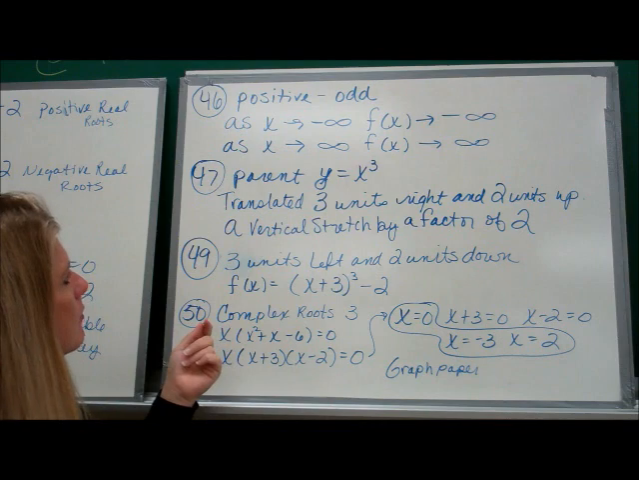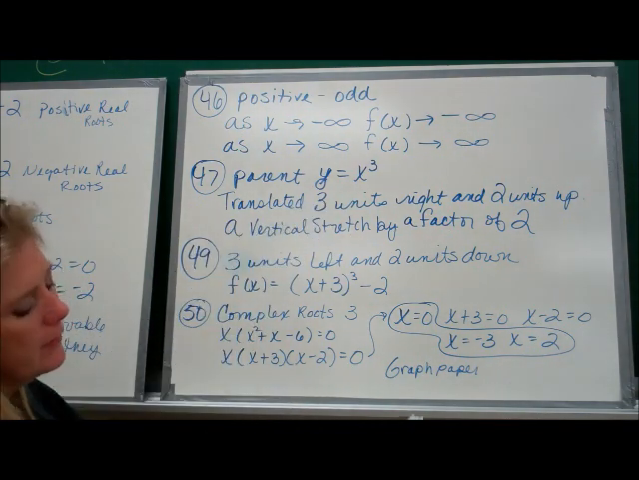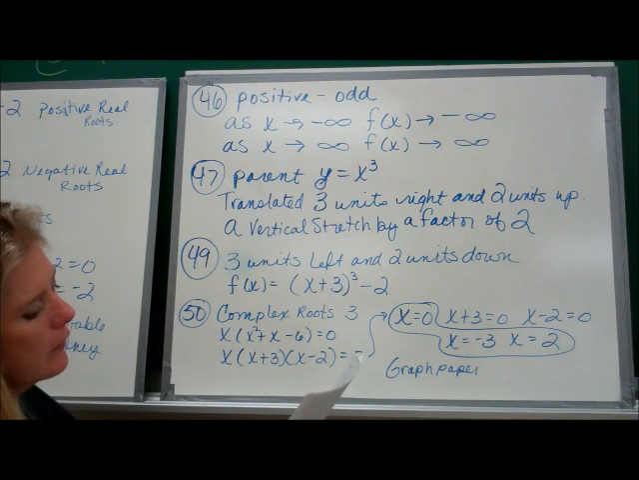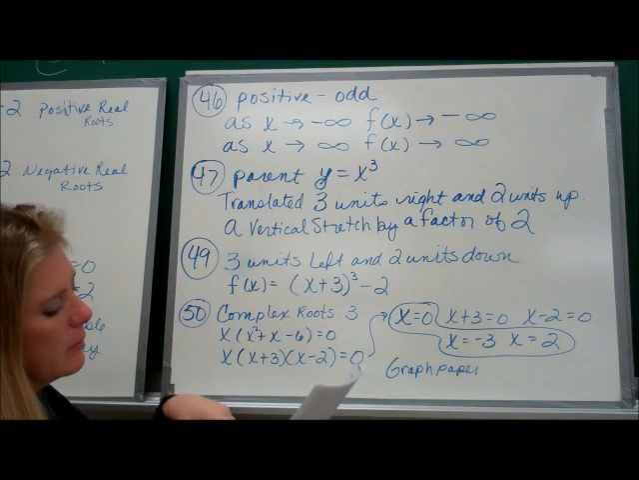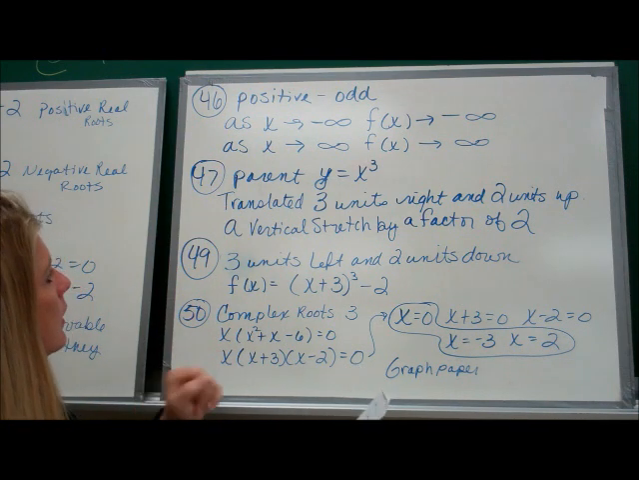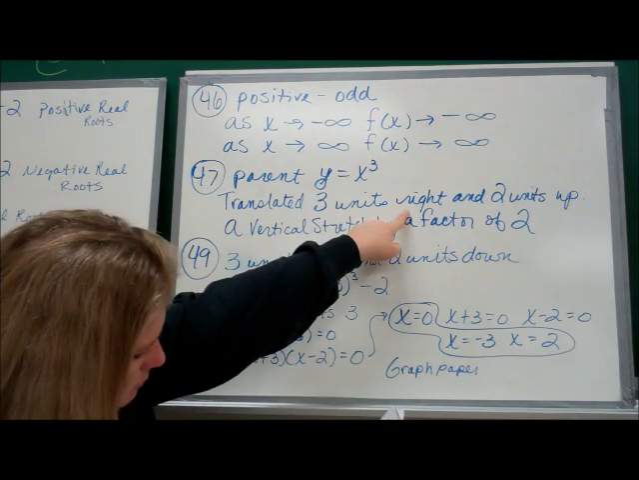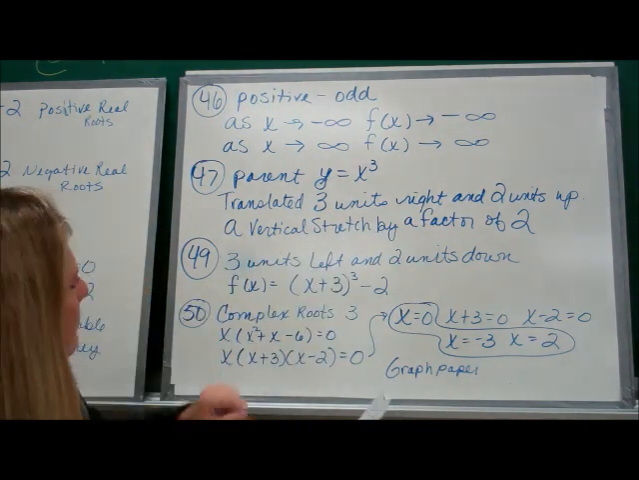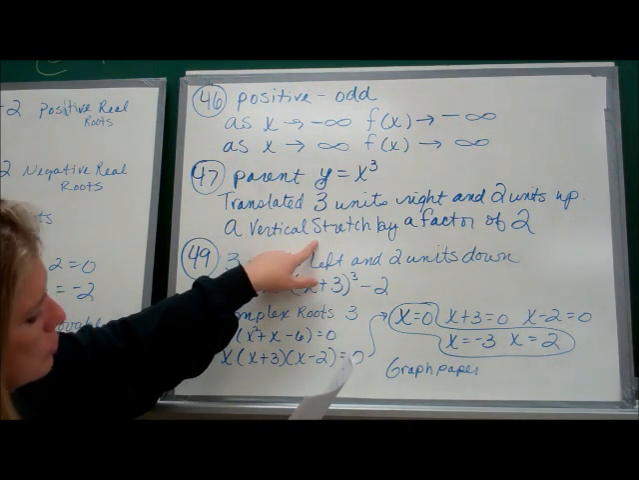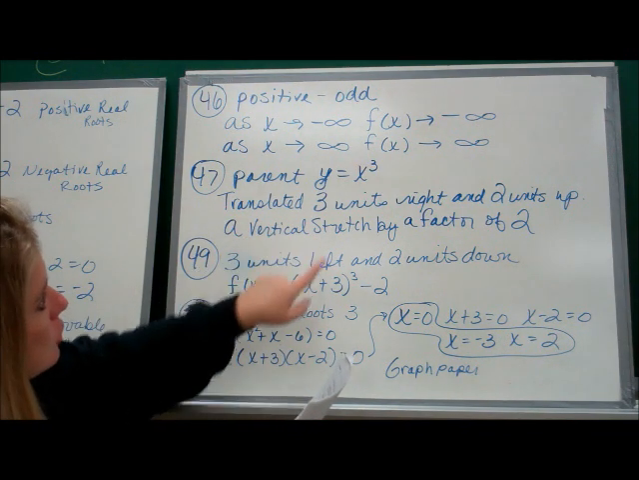47, describe how it can be graphed. Parent graph is x cubed. We've got 2 times x minus 3 cubed plus 1. So it's translated 3 units to the right and 2 units up. It also has a vertical stretch by a factor of 2.